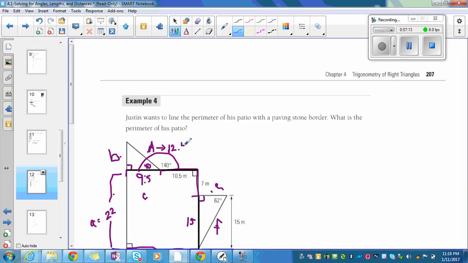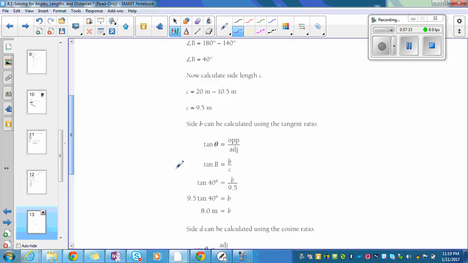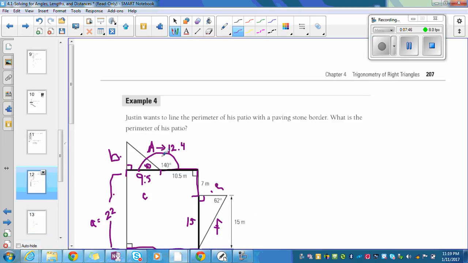And then we also have to solve for this other side over here. So this is opposite, and this is adjacent, so that's going to be tan. So the tan of 40 is equal to x over 9.5. And that's right here. Tan of 40 is equal to x over 9.5. When we cross multiply, we get the tan of 40 times 9.5 to give us 8 meters. So going back to our picture, this is 8 meters over here. So we just keep on adding to our perimeter kind of stuff.